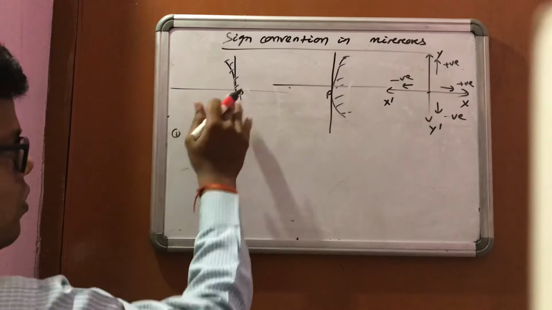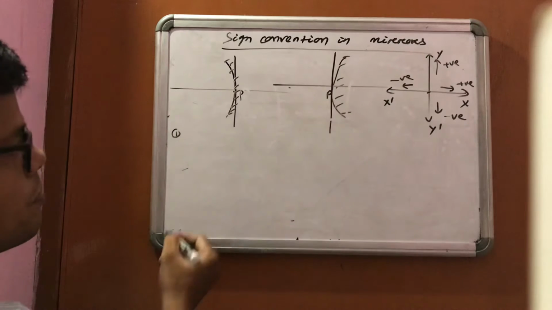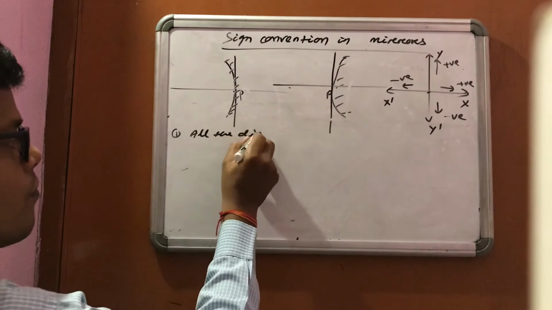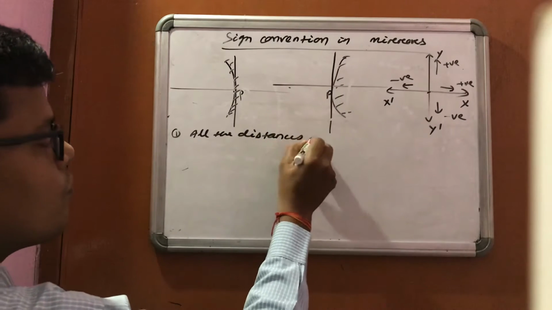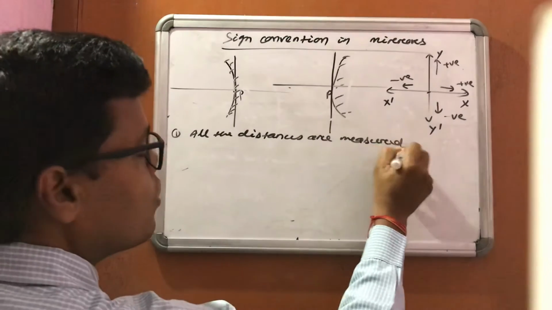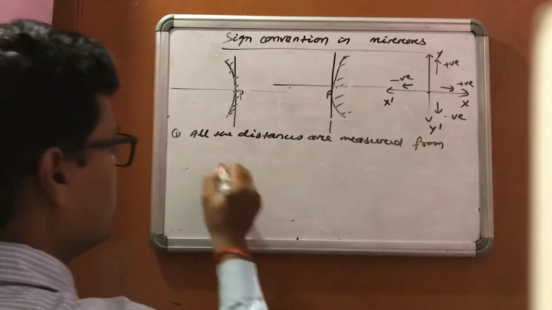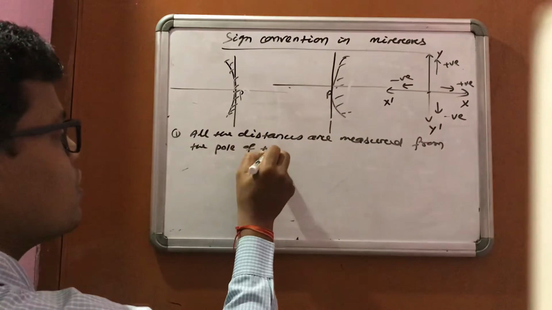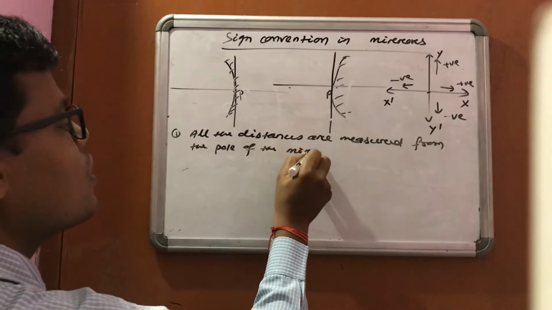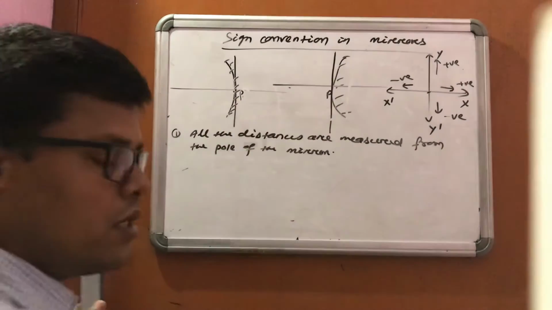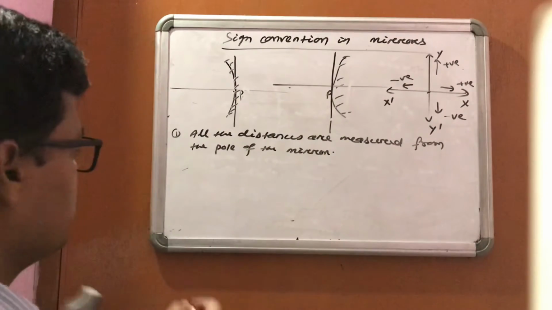The first is all the distances are measured from the pole of the mirror. So all the distances are measured from the pole of the mirror, first sign convention.